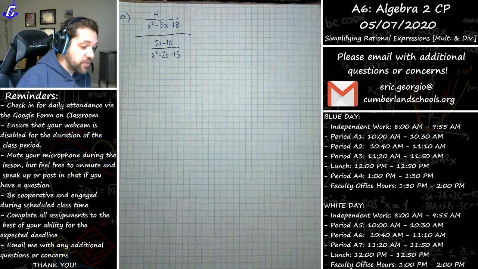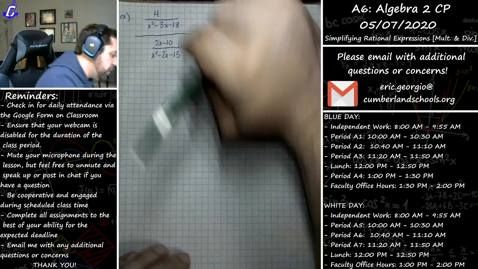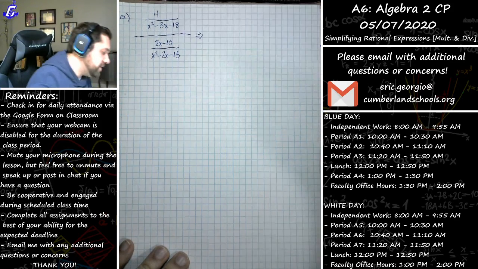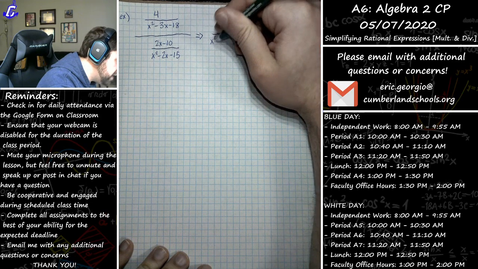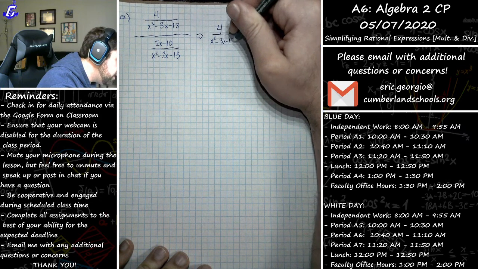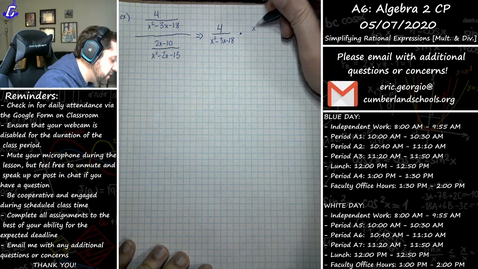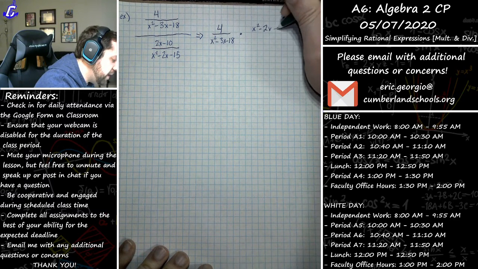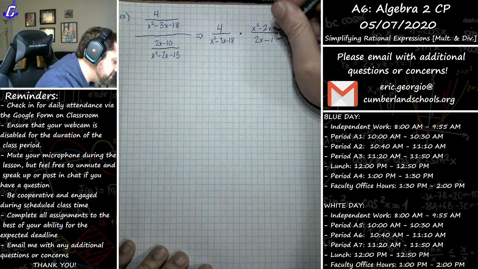So what I'm going to do is multiply by the reciprocal. I'm not going to cry. I'm going to multiply by the reciprocal. So I'm going to start by rewriting this as our fraction in the numerator, 4 over x squared minus 3x minus 18. And I'm going to multiply by the reciprocal of this. That's x squared minus 2x minus 15 over 2x minus 10.